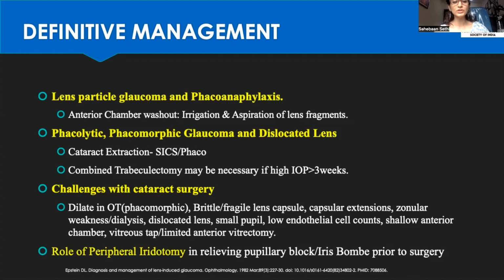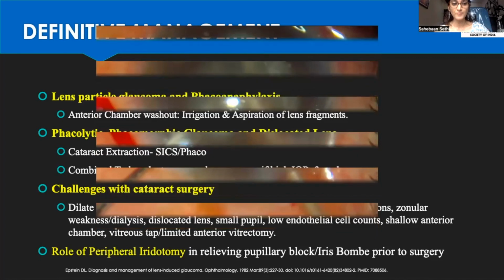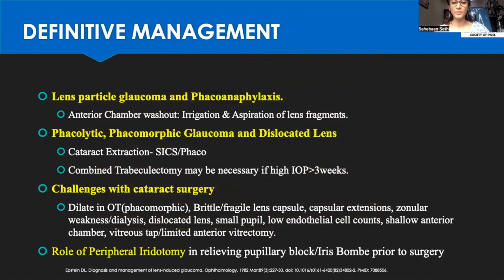Now, challenges with cataract surgery are multiple in these cases. One, compromised cornea. You have a high chance of PCR because of thin capsules. There can be capsular extension, zonular weakness, dialysis. You can have dislocated lenses you have to deal with, small pupil.